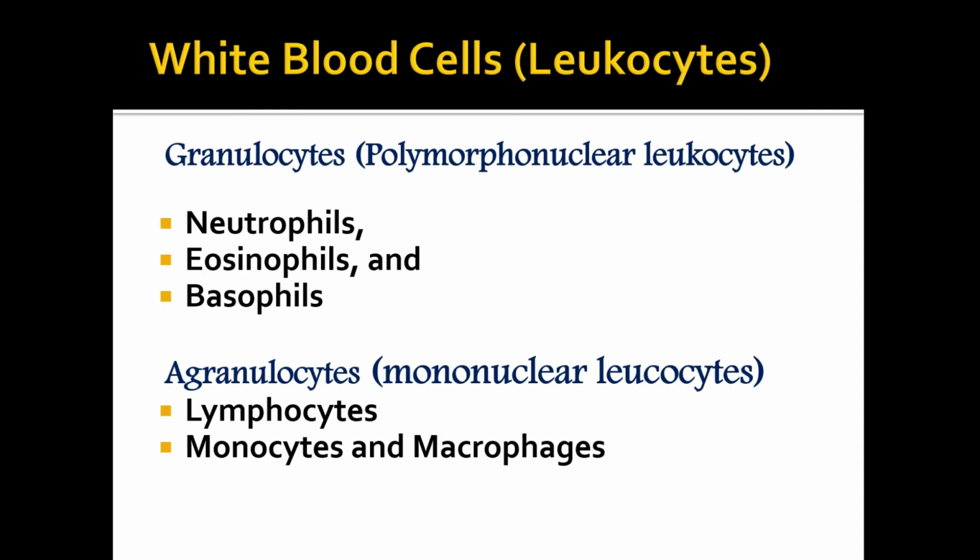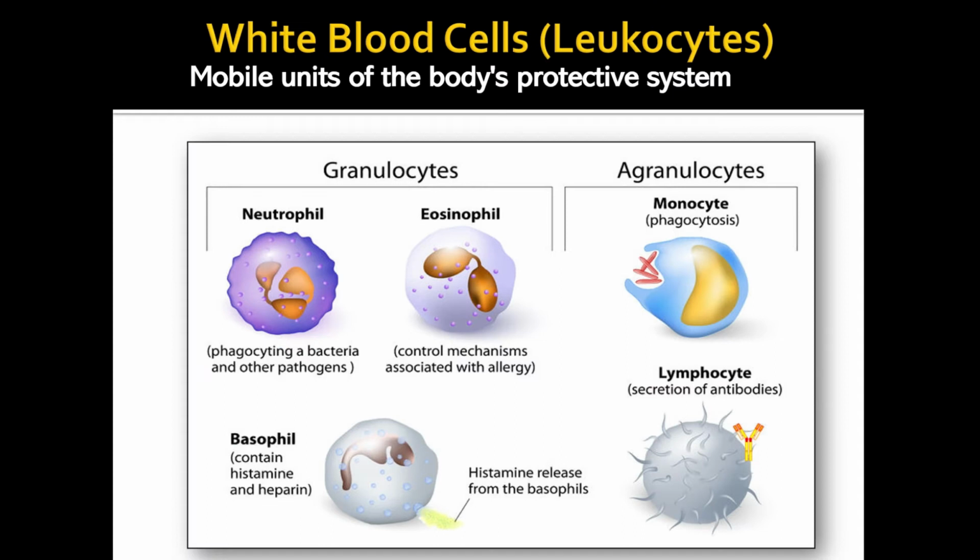White blood cells are also known as leukocytes, and basically they are divided into granulocytes and agranulocytes. The granulocytes are basically neutrophils, eosinophils and basophils, and agranulocytes are lymphocytes, monocytes and macrophages. They are the mobile unit of the body's protective system.